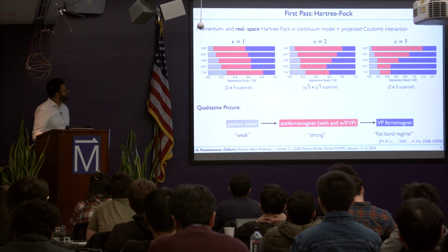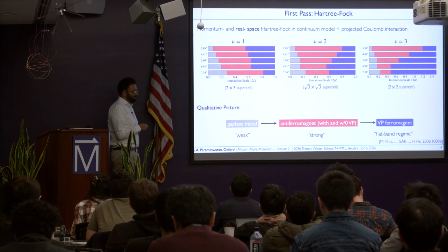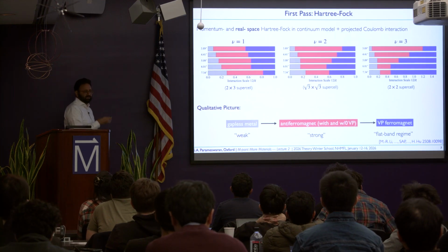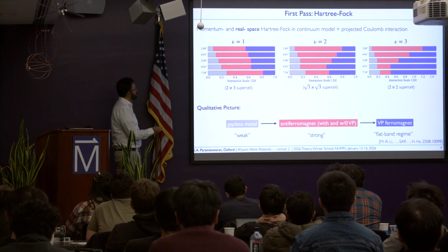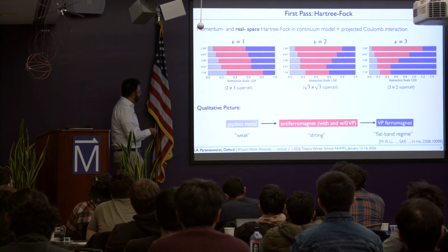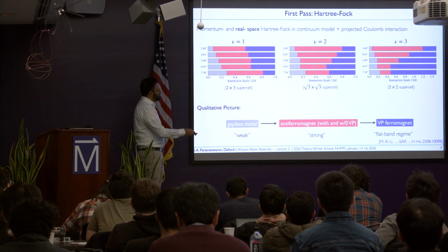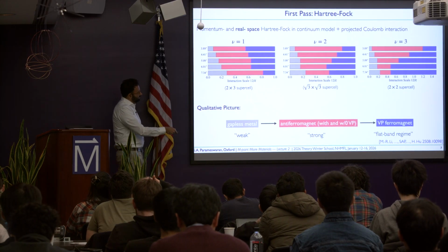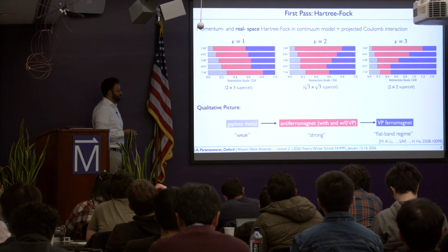So I just want to sketch what you get by doing momentum and real space Hartree-Fock in the continuum model plus projected Coulomb interactions. Okay? And just stepping back from the tight binding limit is just working with the band that you get from doing the moiré problem. And I'm going to talk about integer fillings. So the qualitative picture, and the same color code works all the way here. At very weak coupling in Hartree-Fock, you get a gapless metallic state. And at very strong coupling, in what I'll call the flat band regime, you can essentially get a valley polarized ferromagnet. And that's essentially when the kinetic energy doesn't matter.